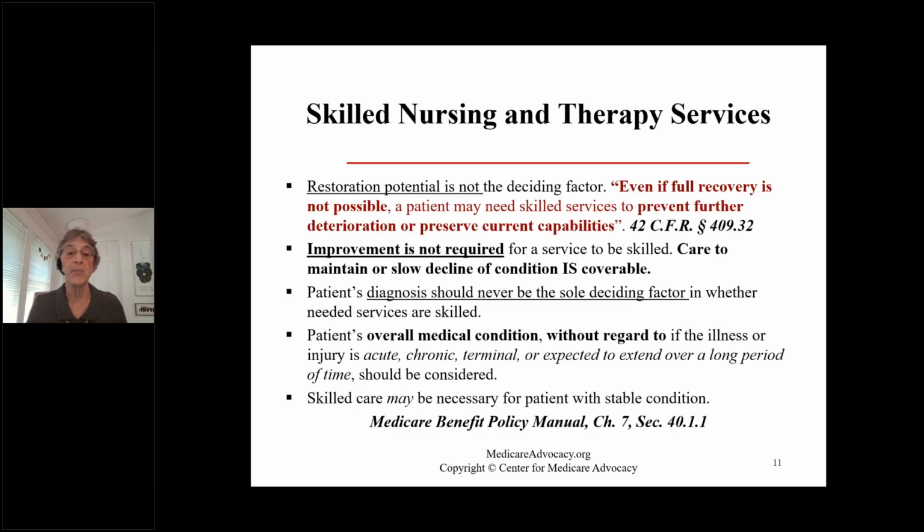Skilled nursing and therapy services, again, this is a key component. The federal regulations, stated here as CFR, Code of Federal Regulations, specifically state that restoration potential is not to be the deciding factor, and that even if full recovery is not possible, a patient may need skilled services to prevent further deterioration and preserve current capabilities.